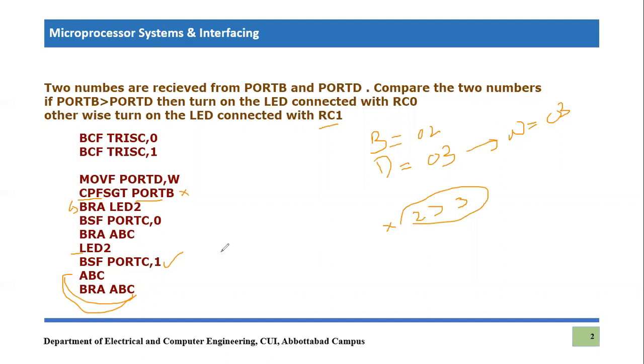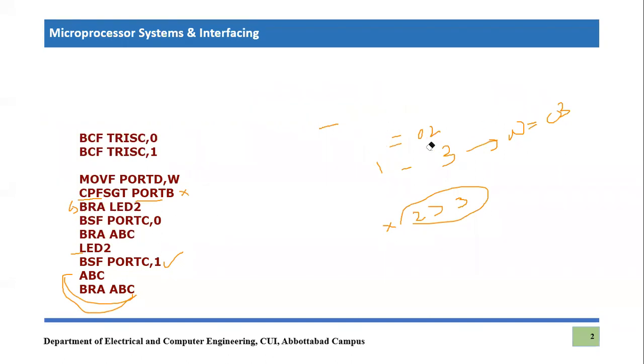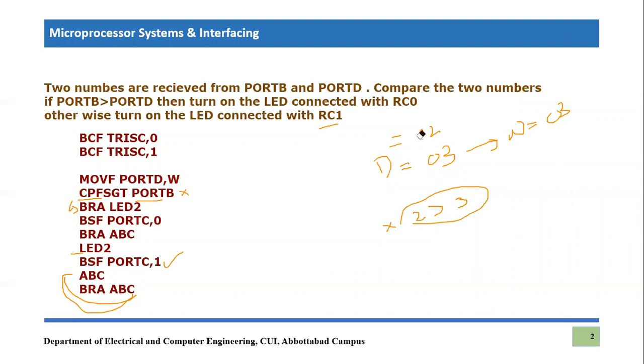So this is the code. But if we reverse the scenario, for example, if the scenario is reversed, and we know that the value of B is 02, and the value of D, let's say, we make it 01. So let's run the code. Move f for d comma w. So whatever the value in D is will be shifted to the working register, which is 1 in this example.